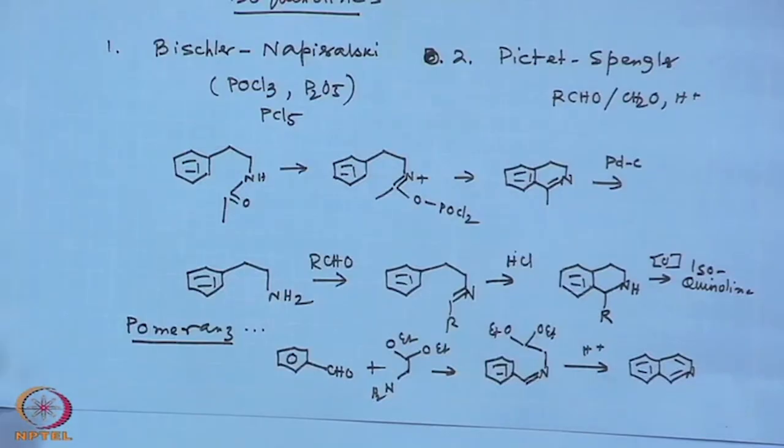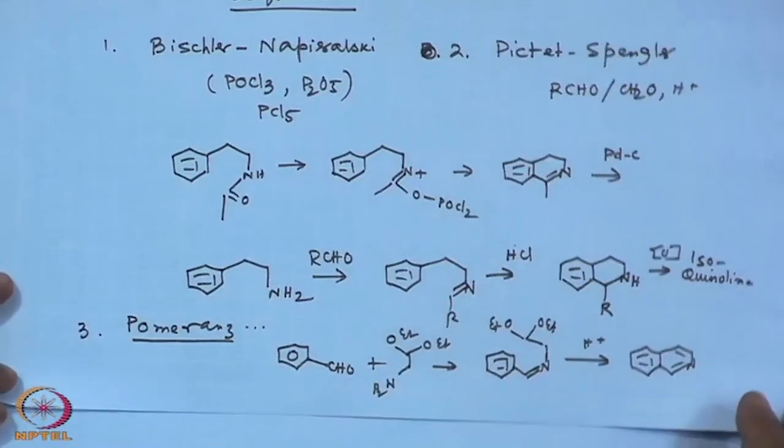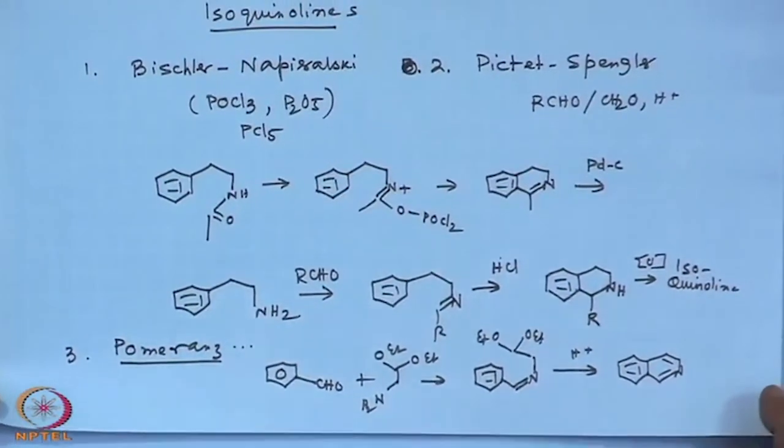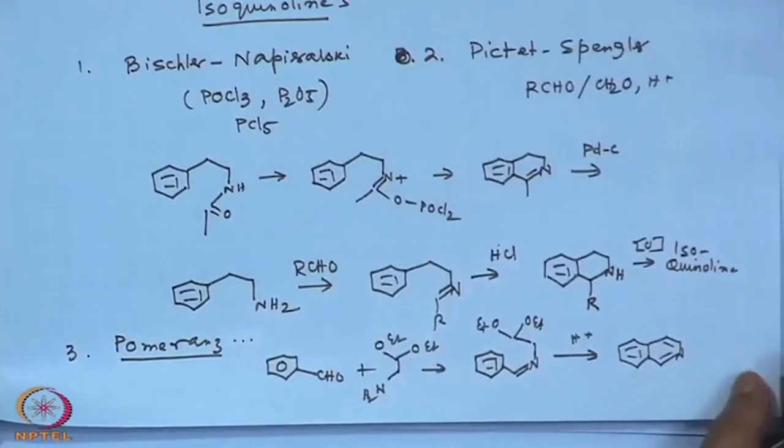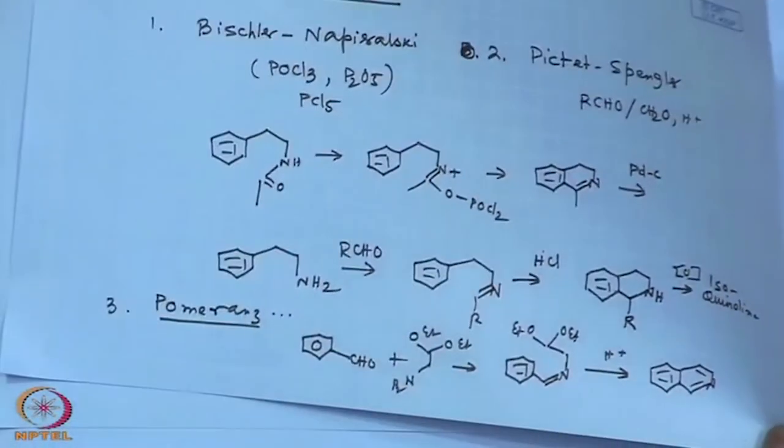Difference? If you take this as a third method, there are differences. In Bischler-Napieralski, you get the dihydroquinoline. And in Pictet-Spengler, you get the isoquinoline, and in Pomeranz-Fritsch, you get directly the quinoline derivative. Okay. So, I think we have overviewed most of the methods. Just quickly, see if you can write the structure of this product here, just an exercise.